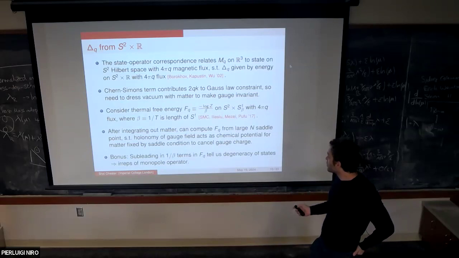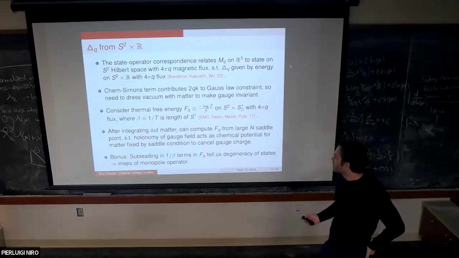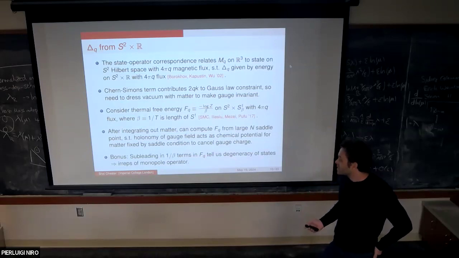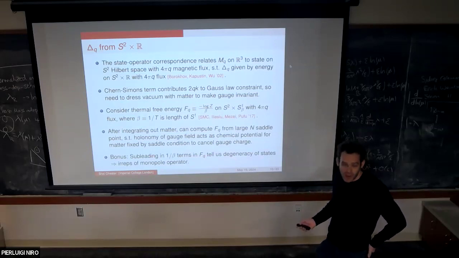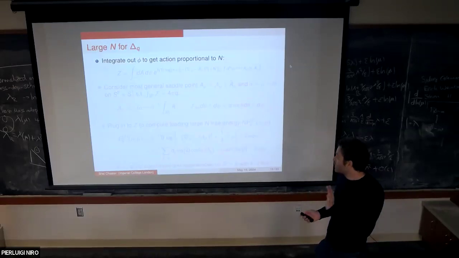Another nice thing about doing this thermal free energy calculation is that by looking at the subleading terms in temperature, it's going to tell us about the degeneracy of states, which will tell us the representations of the monopole operators that we find in this thermal path integral approach. Okay, so let's begin with the calculation.